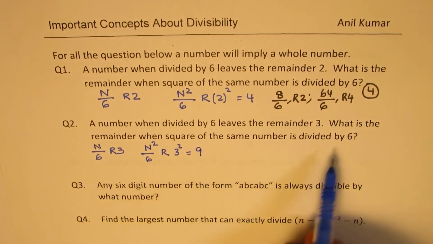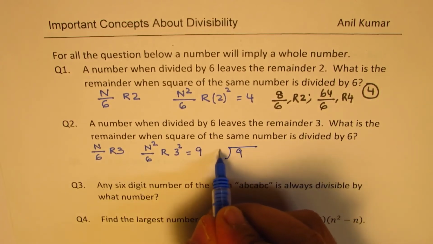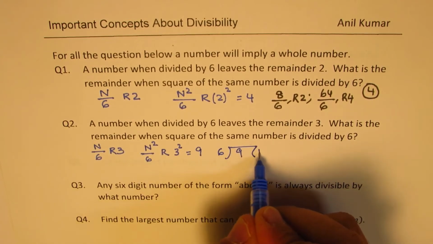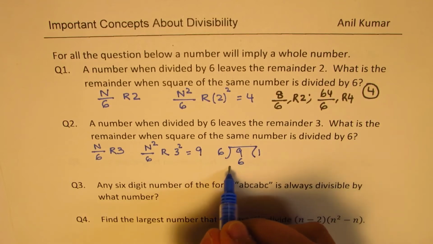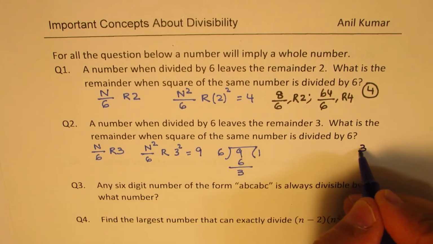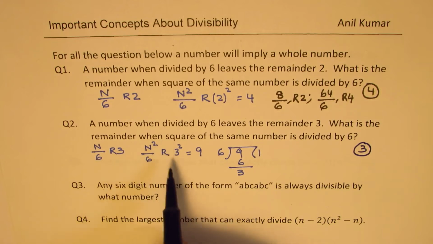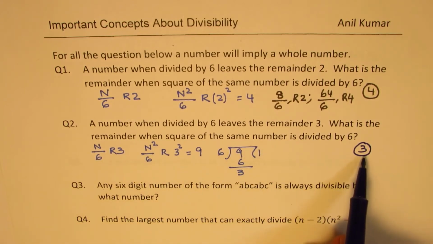See, 9 is more than 6. That means I should actually divide 9 by 6 and check my remainder, right? So 9 will go one time with 6 and we get again the remainder of 3. And therefore, the answer should be again 3, right? So if the remainder is 3 for 6, any power will have the same number as the remainder.